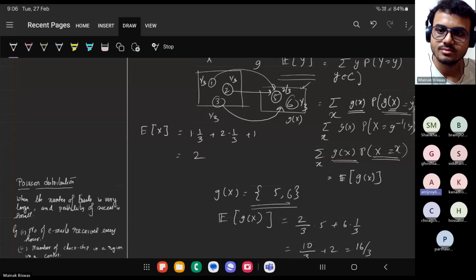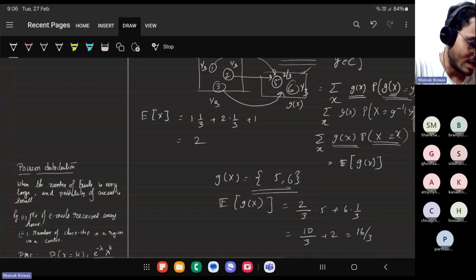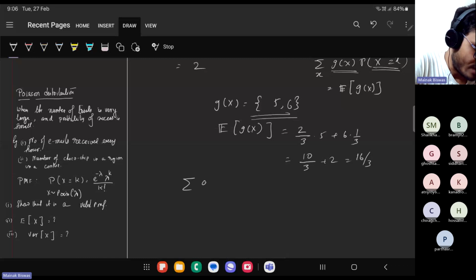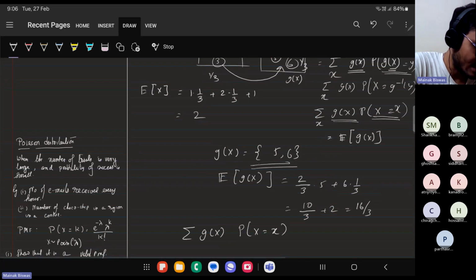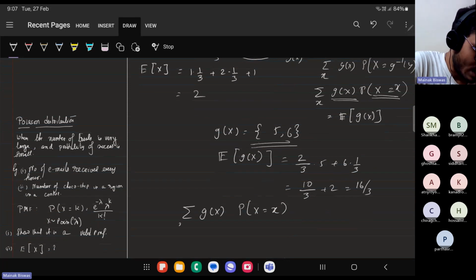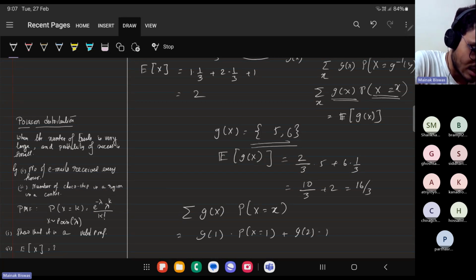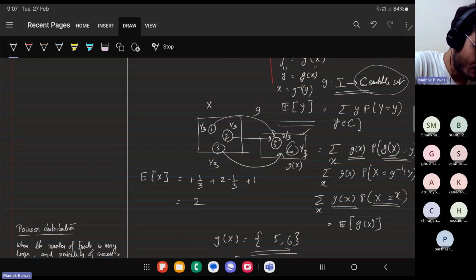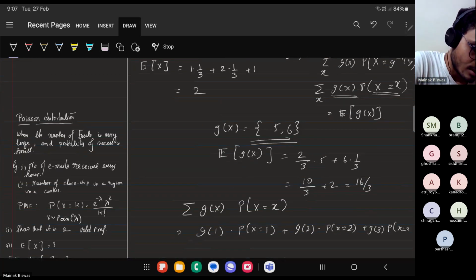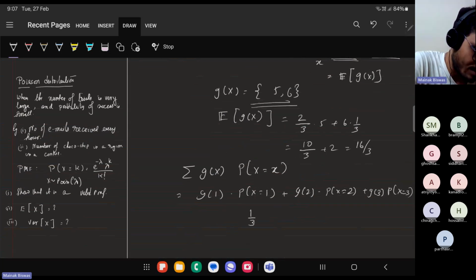Right? Yes. So how can I solve? Let me see. G of x into probability of x is equal to small x. So let's take x is equal to small x, that is x is equal to 1, right? So what will this sum up to be? G of 1 into probability x is equal to 1 plus g of 2 into probability x is equal to 2 plus g of 3 into probability of x is equal to 3. What do you have? Yeah, 3. Right? What is each probability, half or 1 by 3?